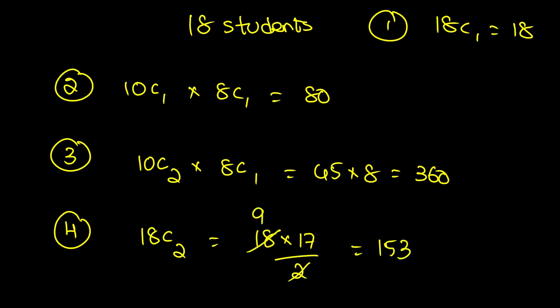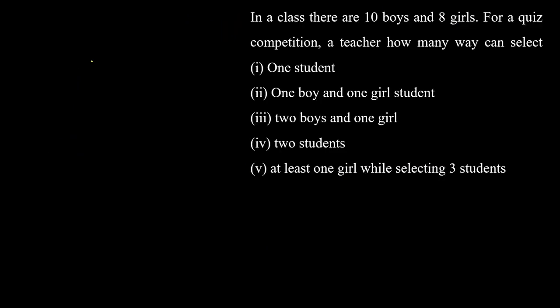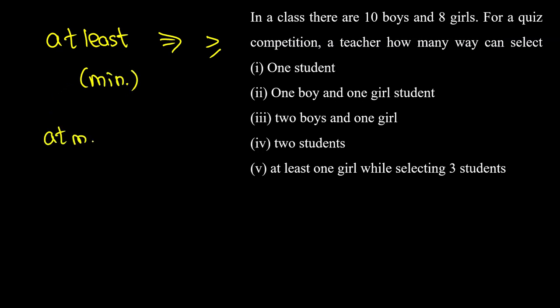Now finally, the question is you need to select 3 students, and out of the 3 students, at least one girl. At least means minimum, greater than or equal. At most means maximum, less than or equal. Whenever you see the word at least, it's minimum. So among 3 students, at least one girl.